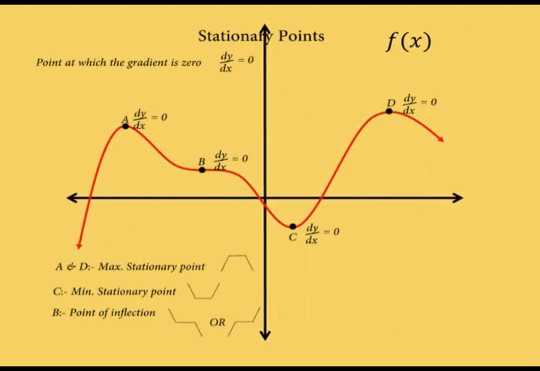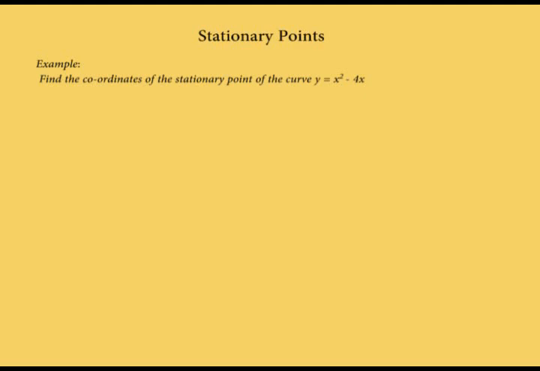Let's take an example. Find the coordinates of the stationary point on the curve y is equal to x squared minus 4x. We now know that at a stationary point, dy over dx is equal to 0. So we find dy over dx and equate it to 0, and then we solve for x. After that, we find the corresponding value of y. So dy over dx for our case will be 2x minus 4. We equate that to 0. 2x minus 4 is equal to 0. 2x is equal to 4 and x is equal to 2.